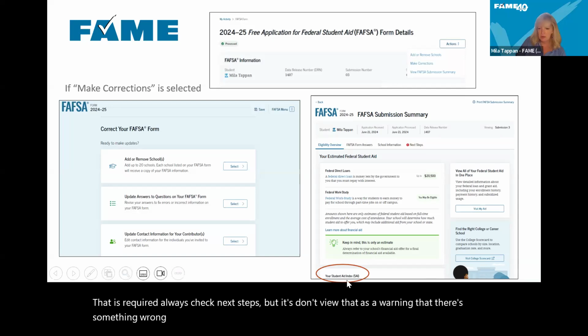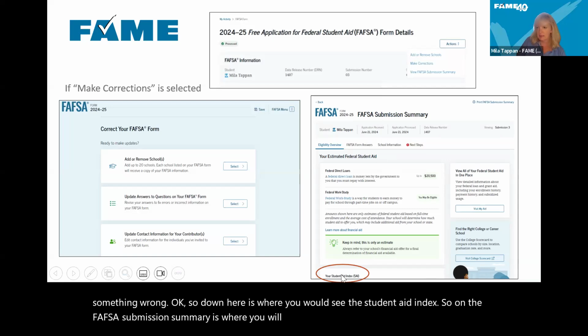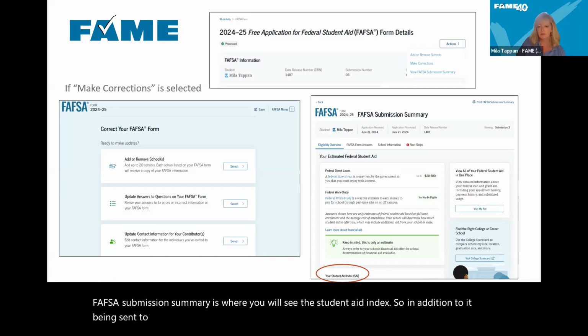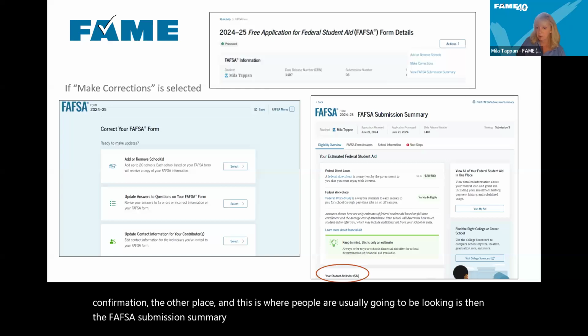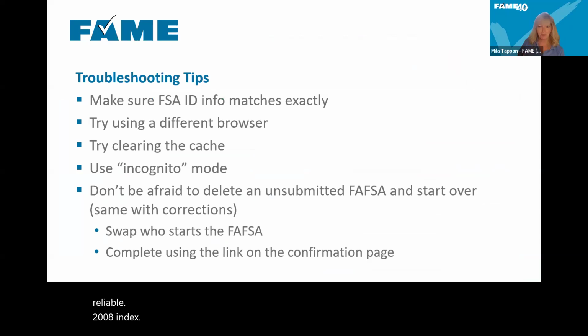So down here is where you would see the student aid index. So on the FAFSA submission summary is where you will see the student aid index. In addition to it being sent to the student only when their FAFSA was submitted and they got that email confirmation, the other place, and this is where people are usually going to be looking, is in the FAFSA submission summary, because this is, after the FAFSA is processed, a much more reliable student aid index. So those are the screenshots for the correction process.